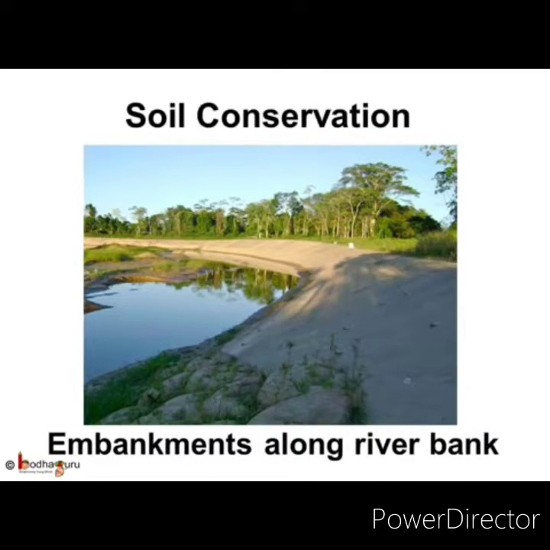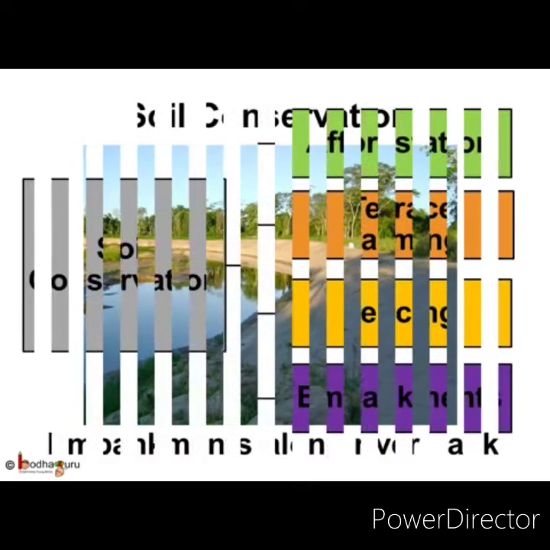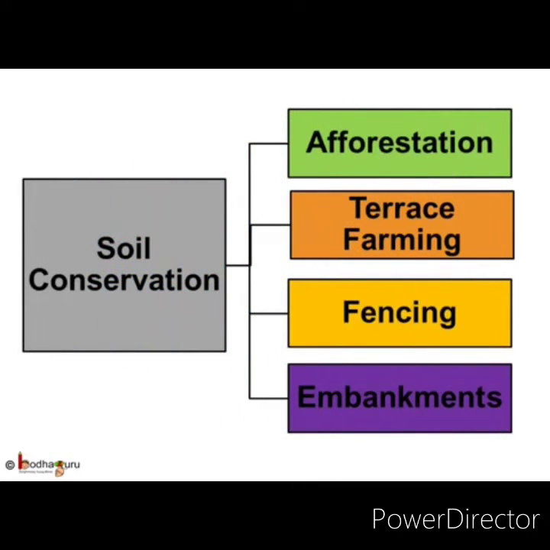And how can the soil be prevented from getting washed away by the river? For this, embankments are built along the river banks. This not only prevents soil erosion from the banks, but also prevents the river from flooding the fields. So, we saw soil conservation can be done in 4 ways.